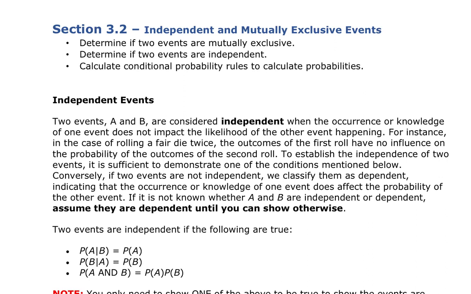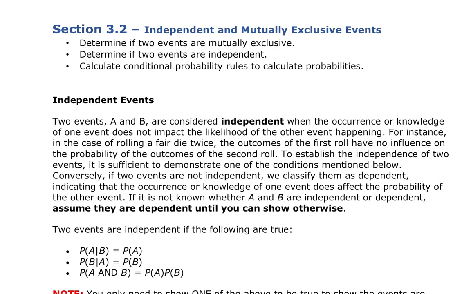In this video, we're going to look at independent and mutually exclusive events. We're going to determine if two events are mutually exclusive. We're going to determine if two events are independent. And we're going to calculate conditional probability using the rules to calculate probabilities.